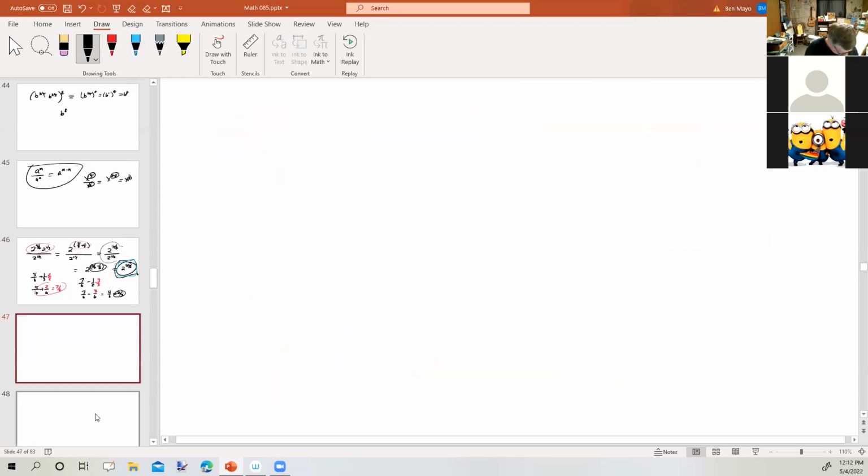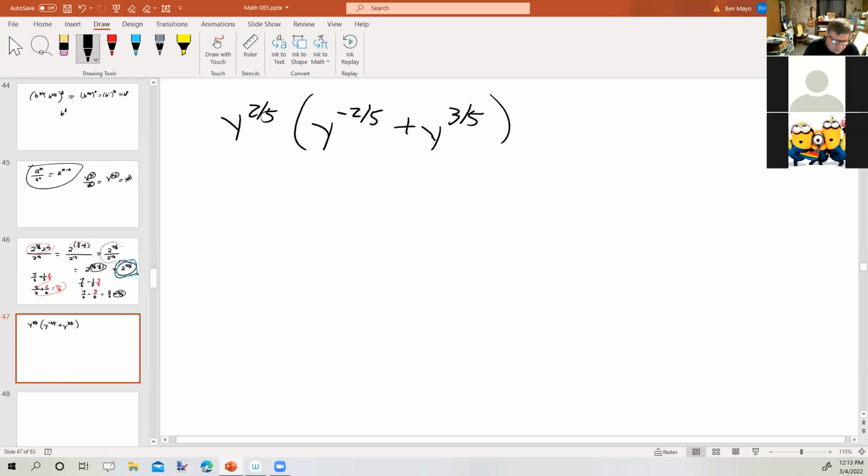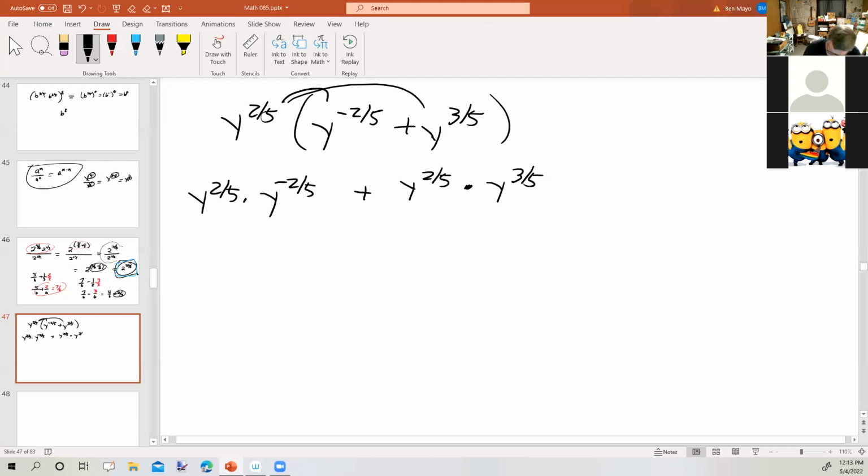Okay. Yes. Here we go. We're going to distribute now. Again, assume all variables represent positive real numbers. Y to the 2/5 power times the quantity y to the negative 2/5 plus y to the 3/5 power. Okay. I can't combine the two things inside parentheses. They're not like terms. So I'm going to distribute. I'm going to get y to the 2/5 times y to the negative 2/5 plus y to the 2/5 times y to the 3/5. Distributing.